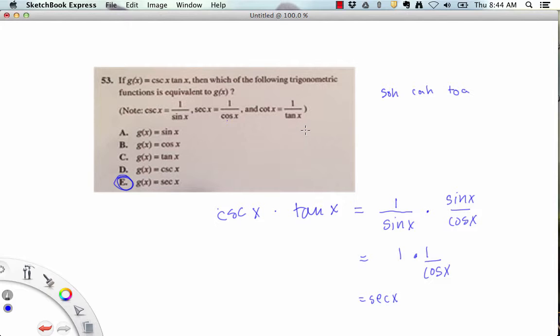What else could you notice about this problem? An identity, right? What we're doing here is an identity, because this cosecant times tangent is always equal to secant. So when we get these equations where we're saying that this is always equal to that, sometimes you'll see that referred to as a trigonometric identity.